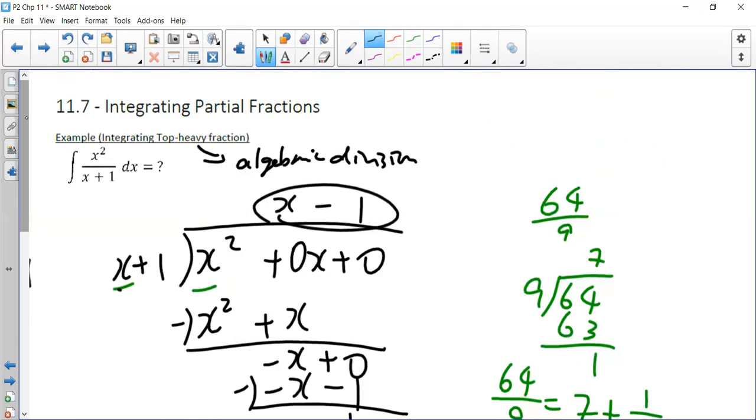Quick reminder, what's a top-heavy fraction again, just in case you forget? Top-heavy fraction means the numerator power is bigger than or equal to the denominator's. If you look at this, the power in the numerator is 2, compared to the denominator's 1. 2 is bigger than 1, so this is top-heavy. However, if the denominator is also 2, it's also top-heavy. What's not top-heavy is when the numerator's power is smaller than the denominator's, for example x over x squared plus 1. Hopefully that reminds you of everything about partial fractions.